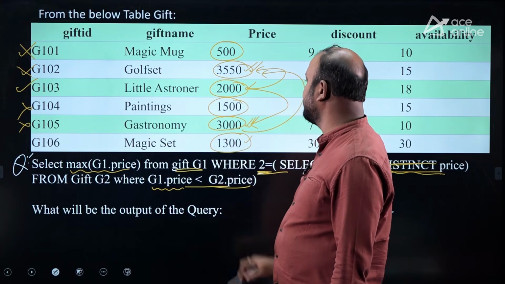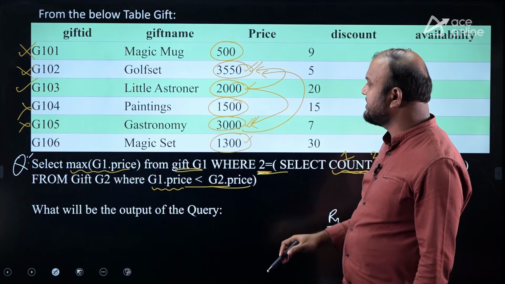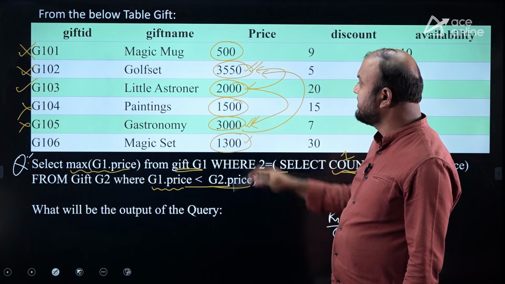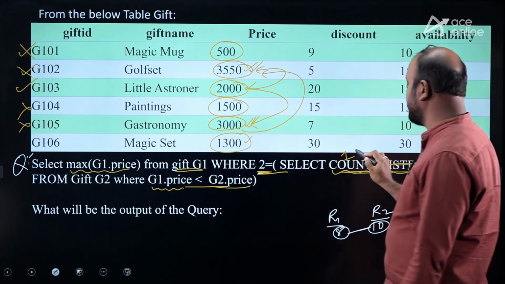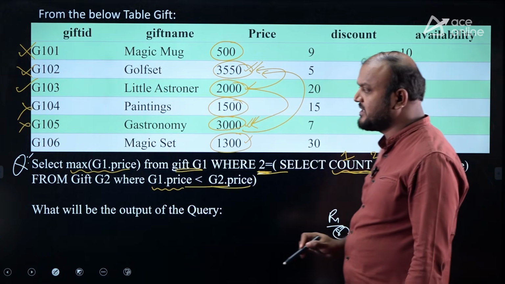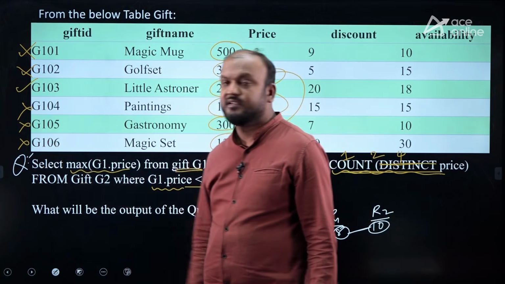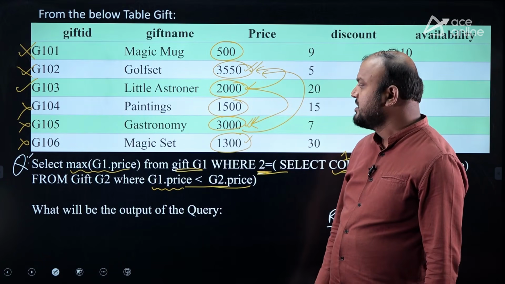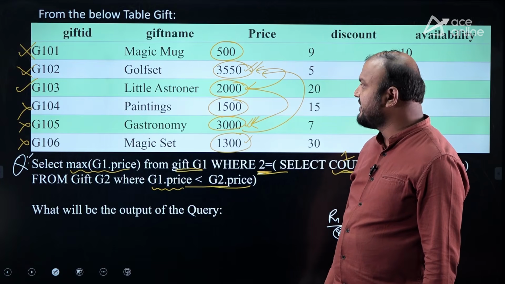Last is 1300. 1300 is less than 4 records. Here the count will give you 4. 2 equal to 4 is wrong, so this record also will not be in the output, correct. So finally, only one record is selected.